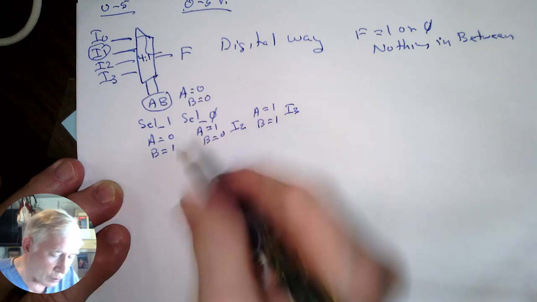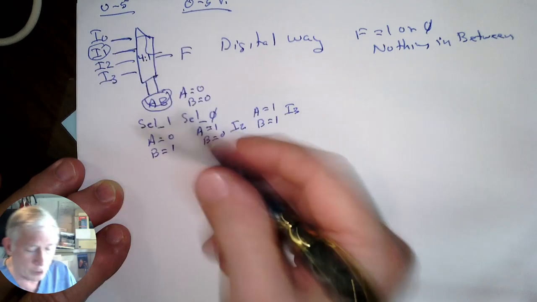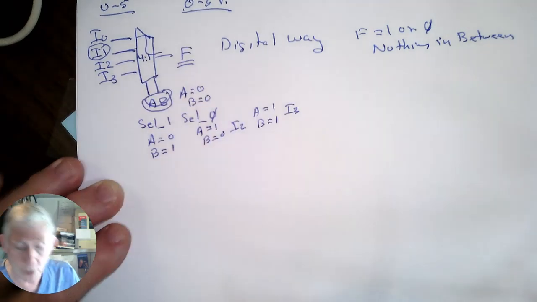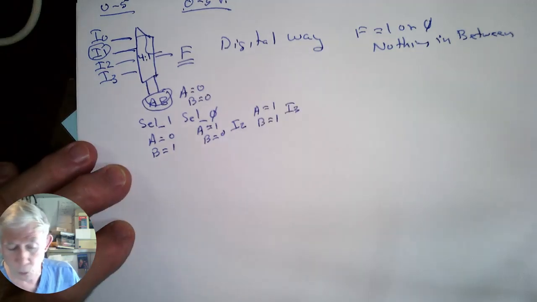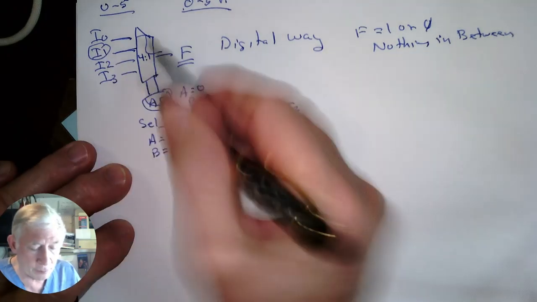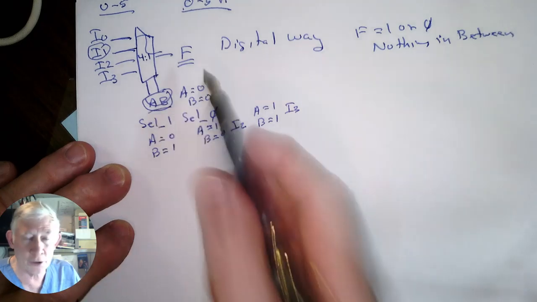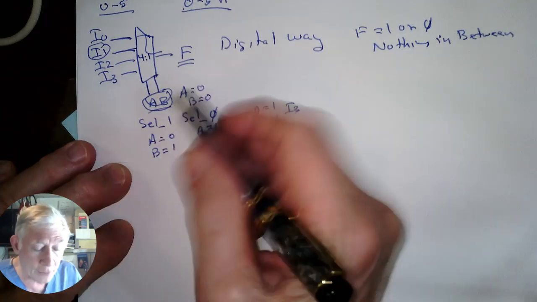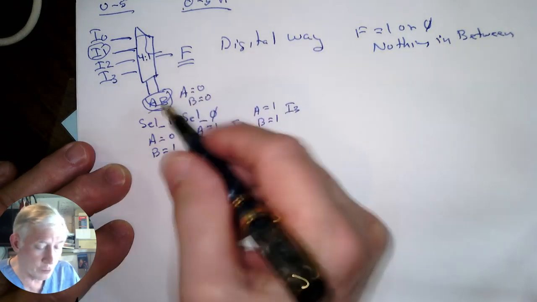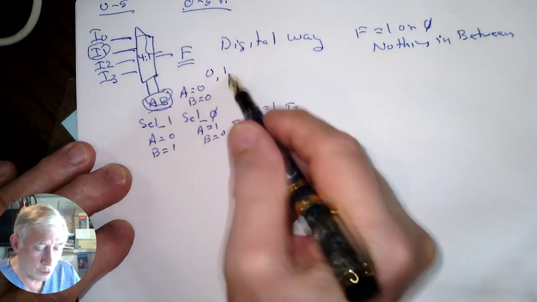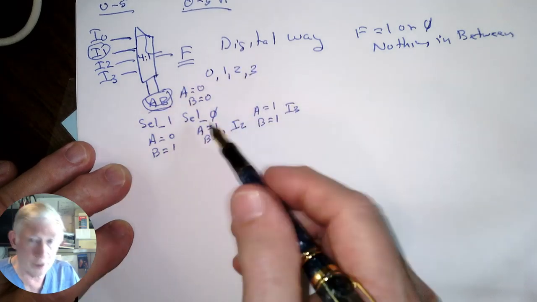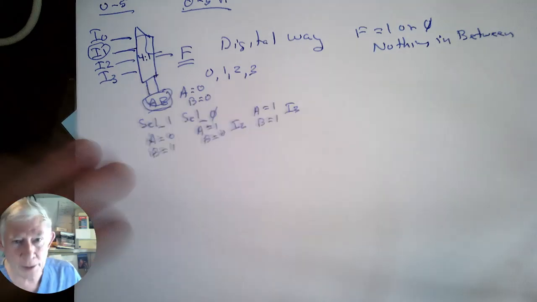So we use our control lines to select which input is connected to F. All right? And F is either 0 or 1, depending on what its connected input is based on its control lines. And its control lines have to be one of those four values, 0, 1, 2, or 3, in 2 bits. Okay? So keep that in mind.